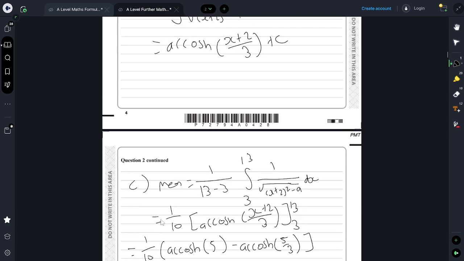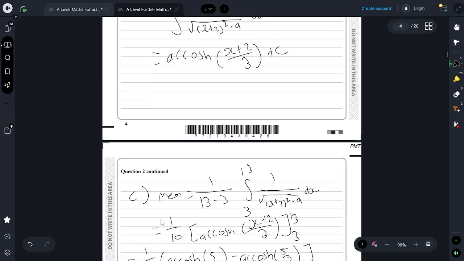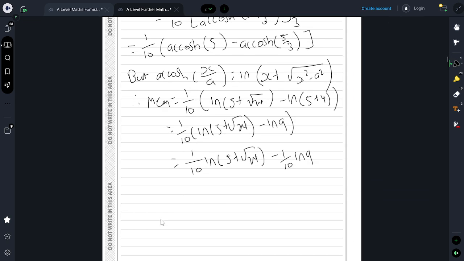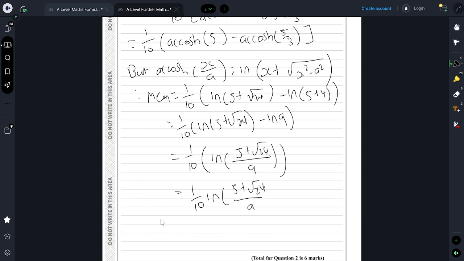Okay. What's the answer? Because that's not the answer, is it? A ln B. Right, okay. Oh, okay, so actually, we shouldn't do that. It's a big no-no. Well, no, we can do it. It's only one log. So if we're subtracting two logs, you can divide them. So 5 plus root 24 over 9, which is 1 over 10 ln of 5 plus root 24 over 9, just getting rid of the brackets.